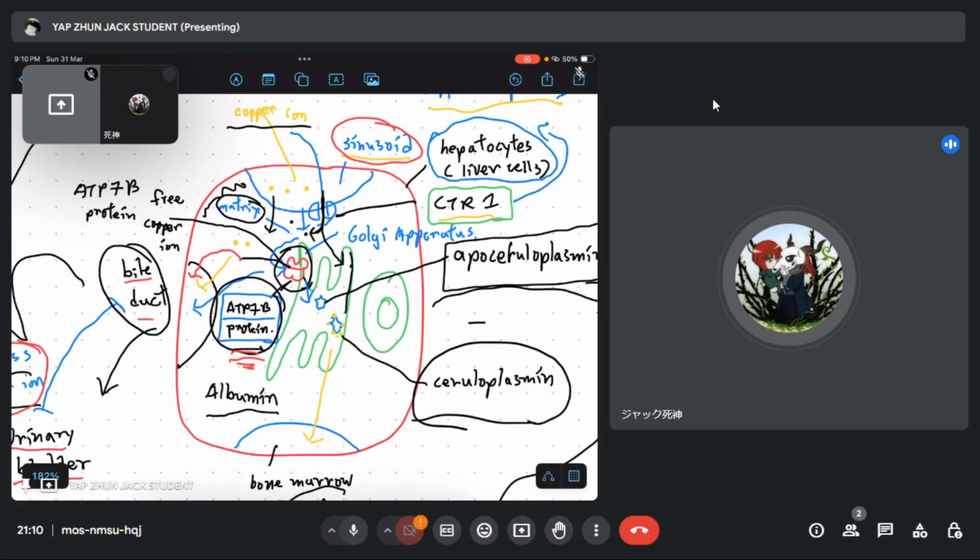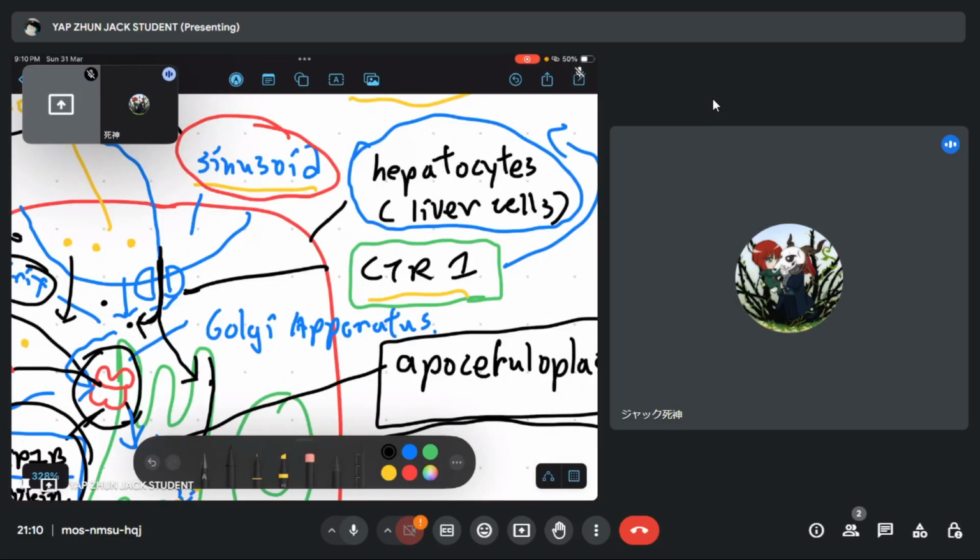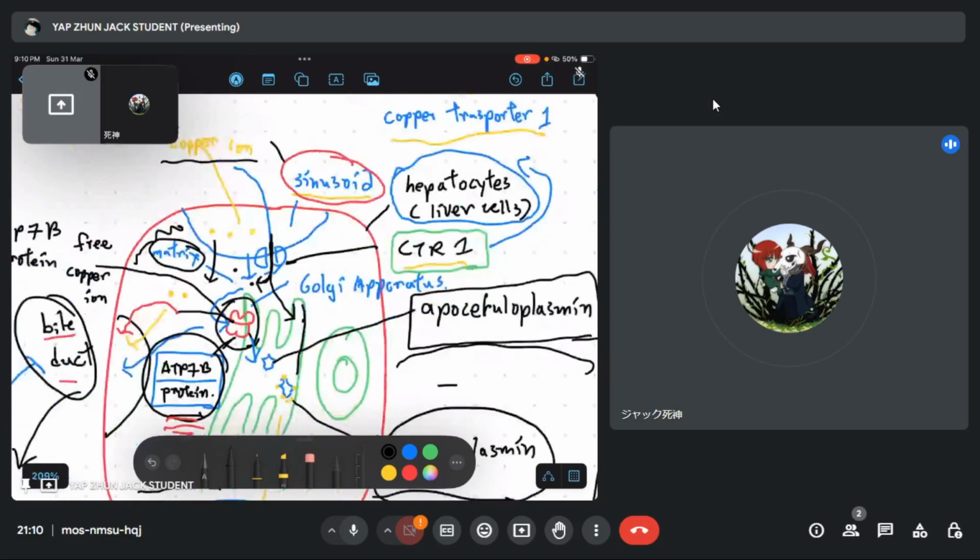Okay. After the copper ions are absorbed by our small intestines, they will get transported via the portal veins to the sinusoid. To the sinusoid near where? Near the hepatocyte. Okay, as we already labelled, hepatocyte is also known as liver cells, which means the whole process is occurring in the liver. Okay, so the copper ions will stay in the sinusoid.